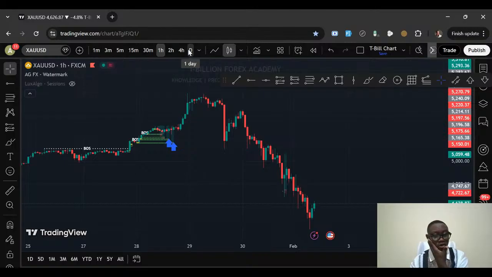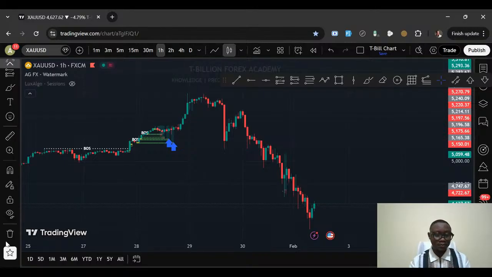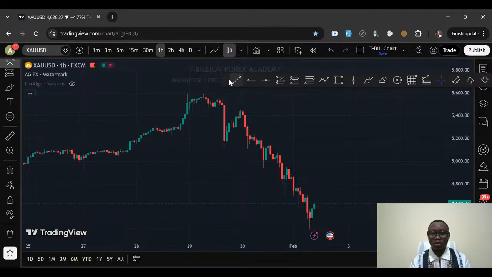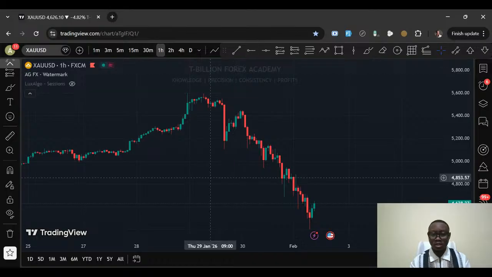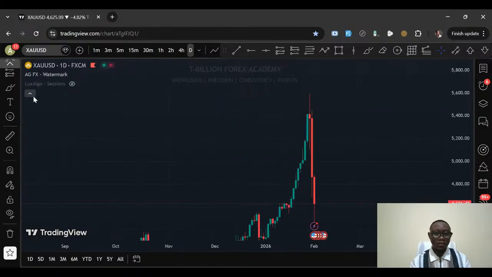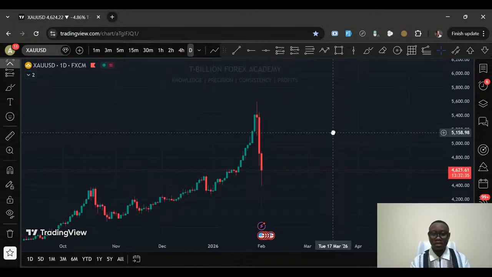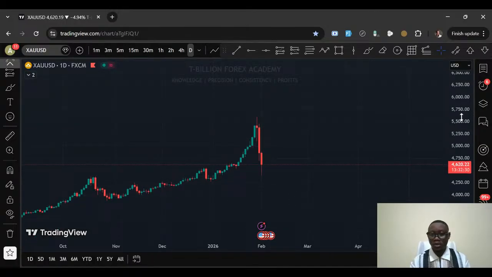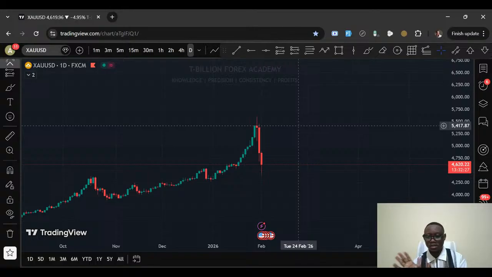Again, we are going to draw a top-down analysis from the daily time frame. Let's remove drawings. So we're going to commence our top-down analysis process starting with the daily time frame. The first thing you want to do is to identify the most recent market structure. You want to identify the most recent break of structure or the most recent market shift.